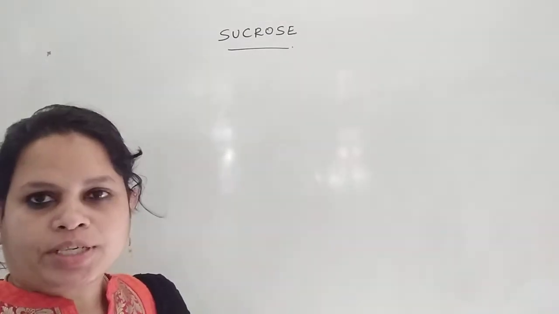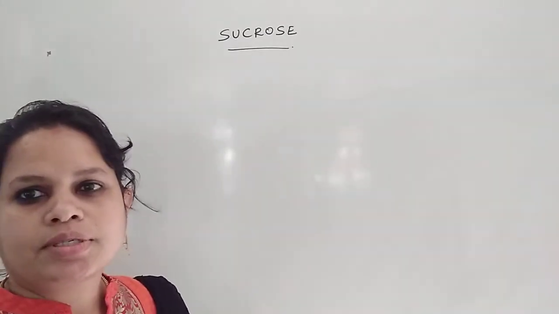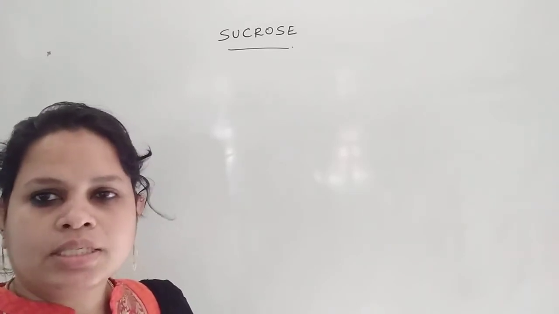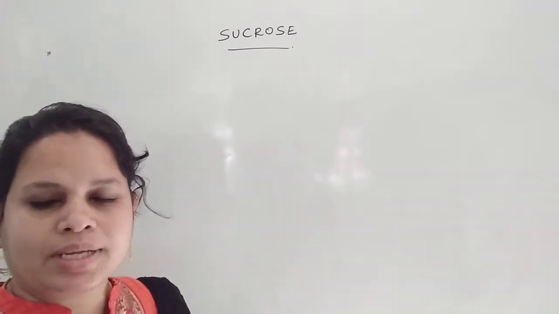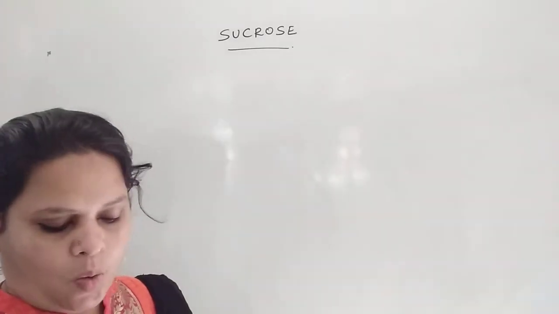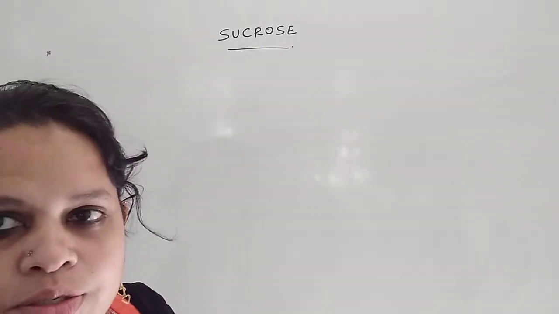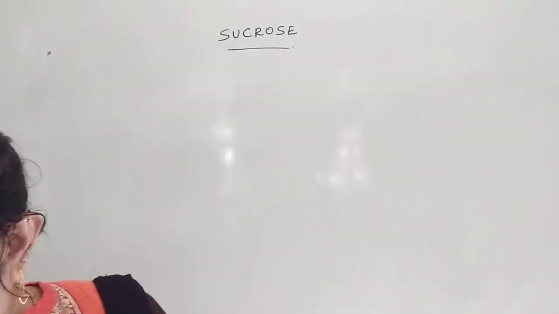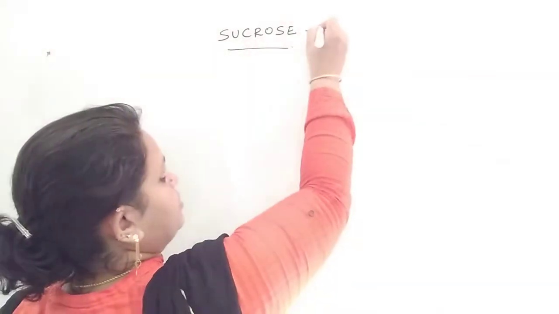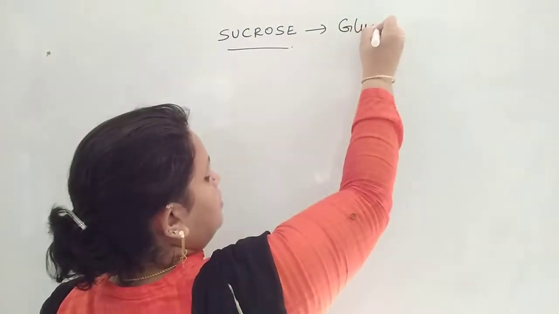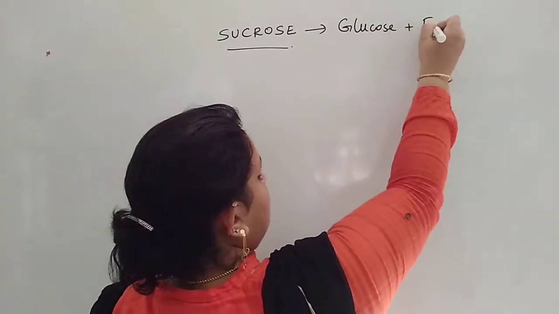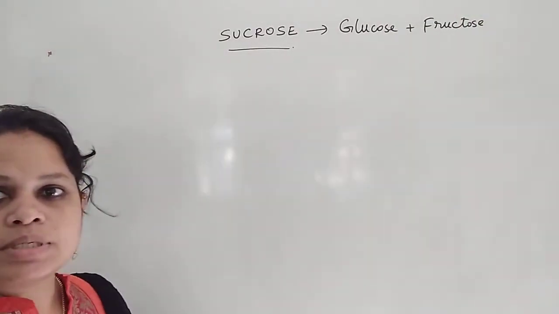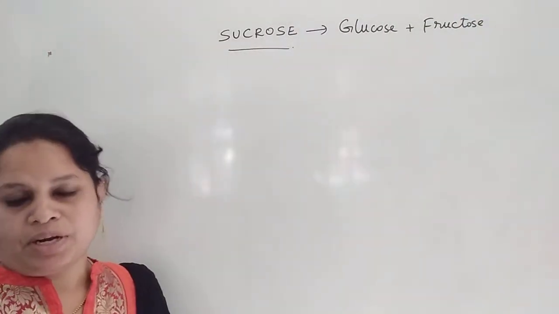Going to study the structure of sucrose. Sucrose is also known as cane sugar, or table sugar. That is the sugar that we usually use at home. Okay, so sucrose, we can say that it is made up of glucose and fructose.